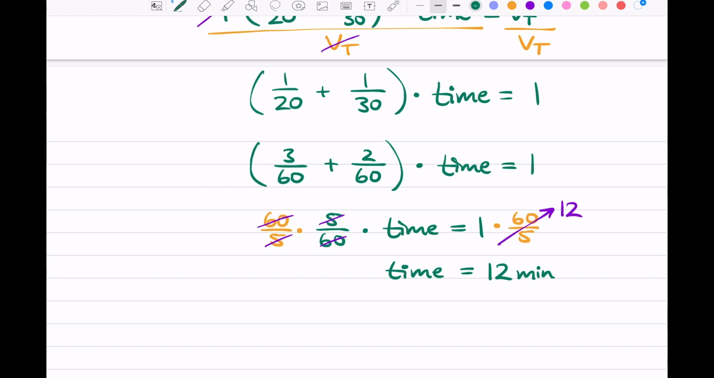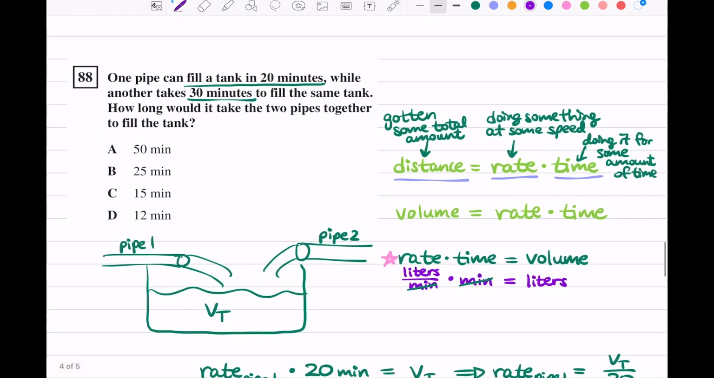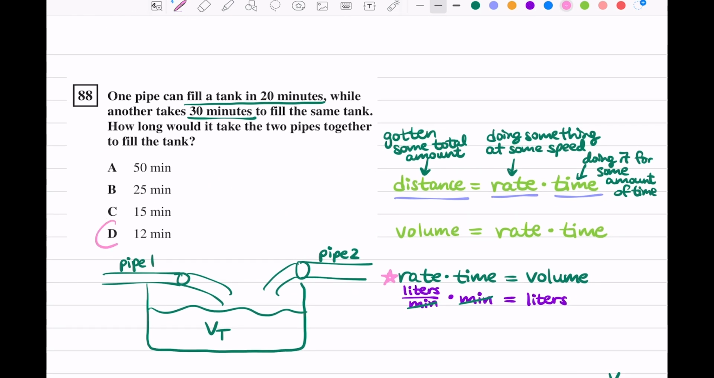And that number should make sense. If one of our pipes takes 20 minutes and the other takes 30 minutes, well, together they should take less than either of them, right? So our number in the end should be smaller than either 20 or 30. Going up to our answer choices, that would be option D.